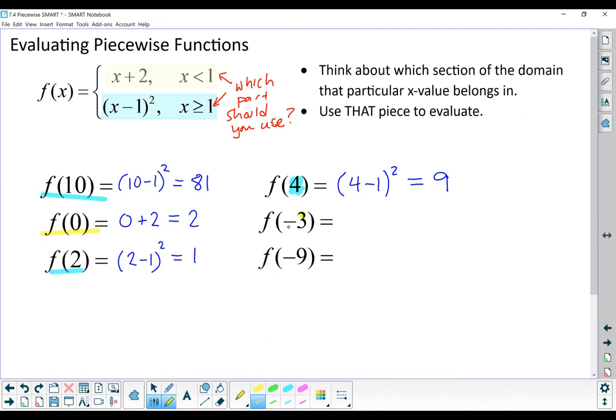F of -3. Well, -3 is a number that is less than 1. So we would use the first piece here. -3 plus 2 is -1.